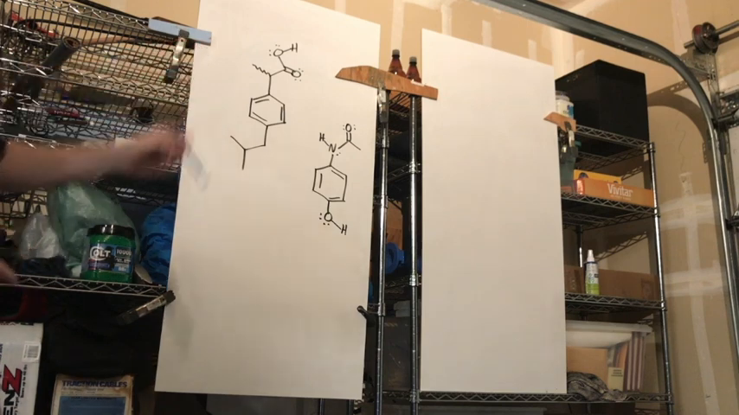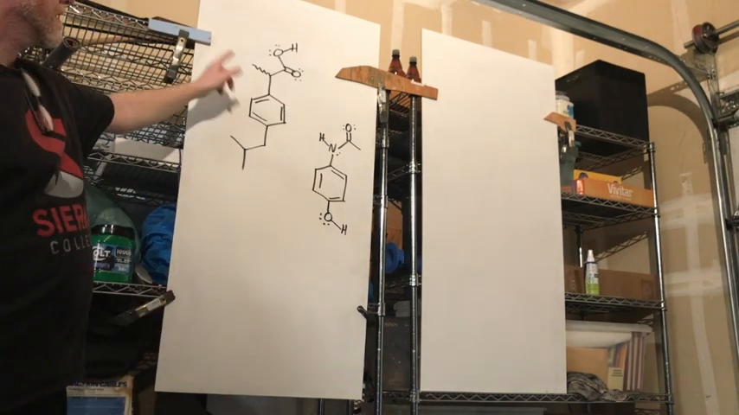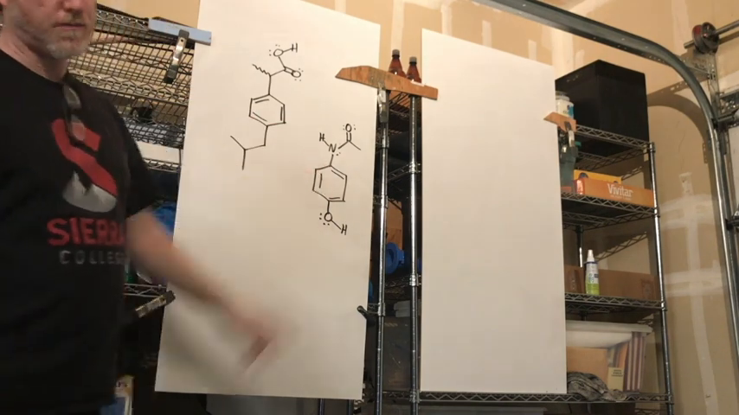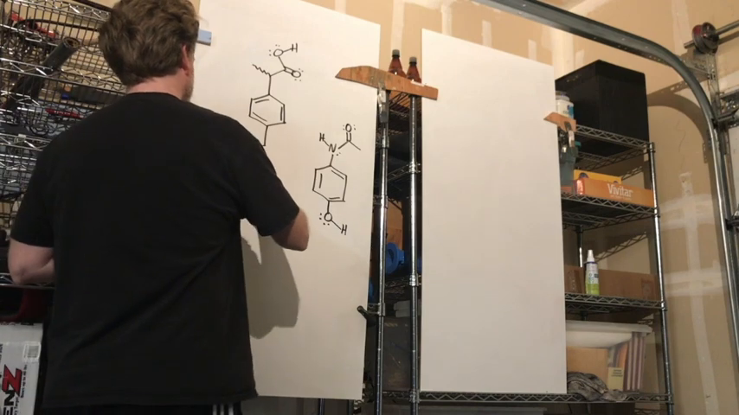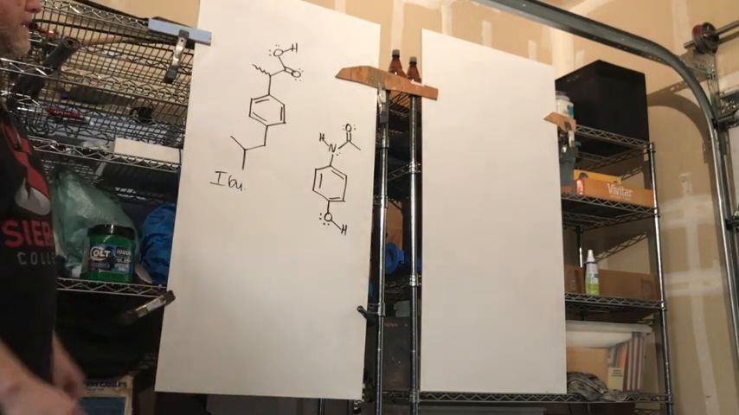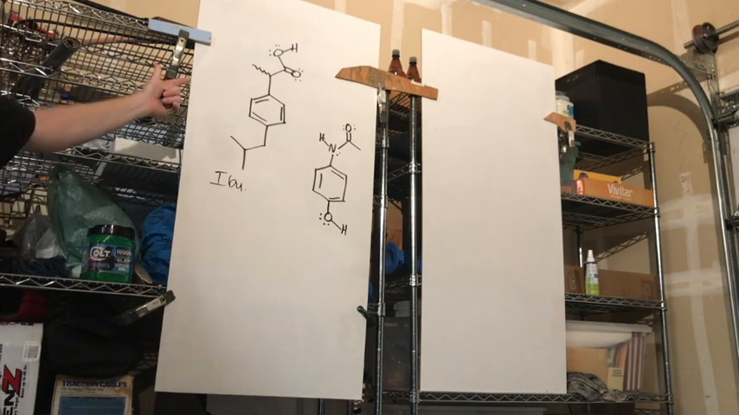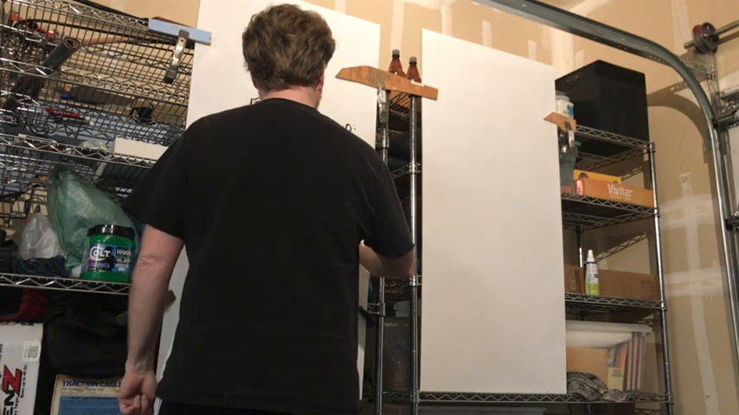Got a couple structures up here. Some aromatic rings that have a para substitution here, and this one's para substituted as well. This one is ibuprofen. That's the active ingredient in Advil and other pain relievers, a non-steroidal anti-inflammatory. And acetaminophen over here is what's in Tylenol.